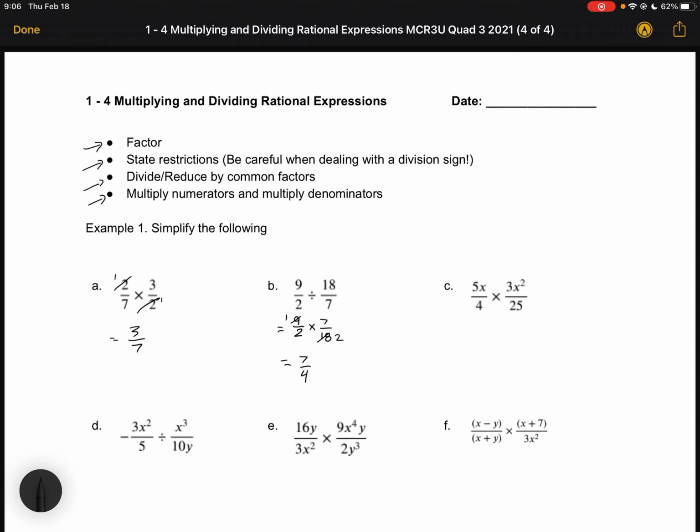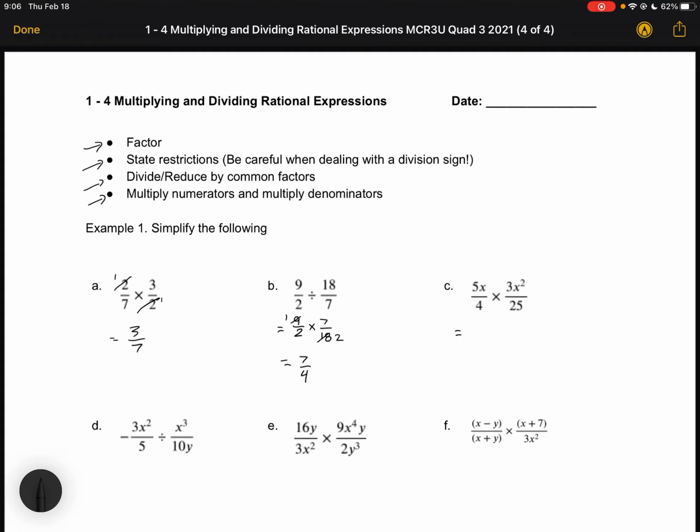Now in example C, we're going to add in some variables. So I'm multiplying. I can't factor because I just have monomials. The next thing that I'm going to do is state restrictions. It doesn't matter what value I use for x. None of the values I choose are going to cause a problem here. So there are no restrictions.